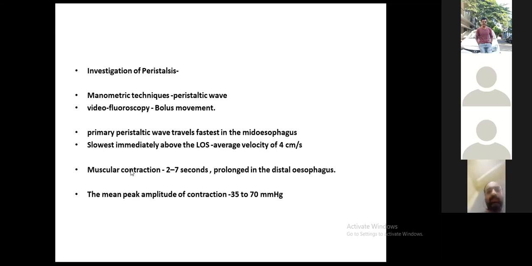Next, it is investigation of the peristalsis. It is usually done by the manometric technique, as well as the video fluoroscopy, to see the movement of the esophagus and how the food bolus travels. The primary peristaltic wave travels fast in the mid esophagus, and the slowest is appreciated just above the lower esophageal sphincter. The average velocity is roughly 4 centimeter per second. Each muscular contraction lasts for 2 to 7 seconds, which is more prolonged in the distal esophagus. The mean peak amplitude of contraction is between 35 to 70 mmHg.